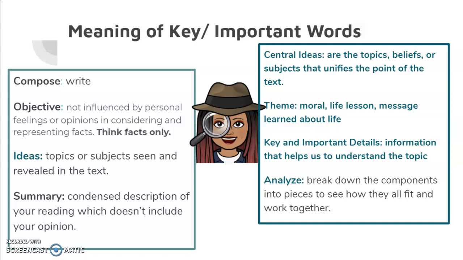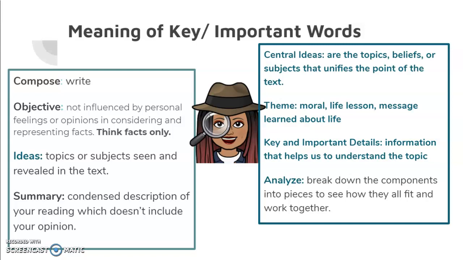When we're talking about ideas, we're talking about the subjects or the topics that were addressed within the text. When we're talking about a summary, we're talking about a condensed, meaning shortened, description of what you read. For example, when you go see a movie and someone asks you, hey, what was the movie about? You do not take them through the entire 2 hour movie. What you do is you give them a summary. You give them a summary by giving them the key and important details. So that's what you're going to do in your writing.